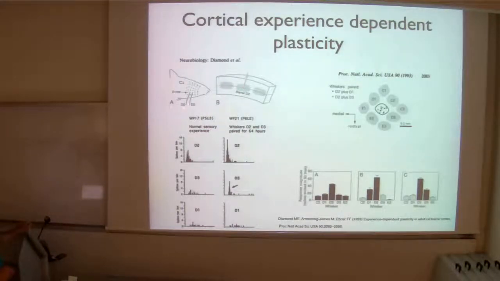Okay, now you stimulate the D2 whisker and you get responses. You stimulate D3 and you get some responses, but less, as I told you. You get less response from neighboring barrels. If you stimulate D1, you also get a very weak response, not a very strong one. Now you do the following.